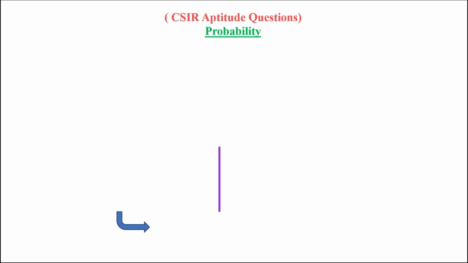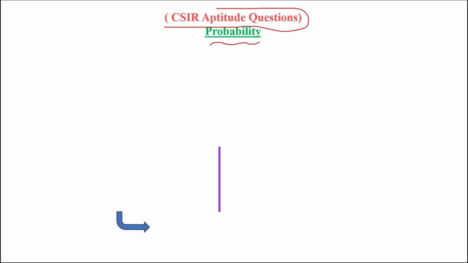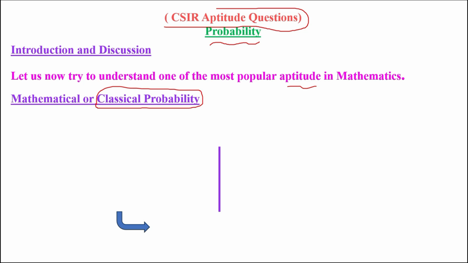Now we are going to discuss CSIR aptitude for mathematical science. I selected the first topic, probability. Before solving the problems, let us discuss the basic concepts and definitions. Let us try to understand one of the most popular aptitude topics in mathematics. What is probability? Definitions.